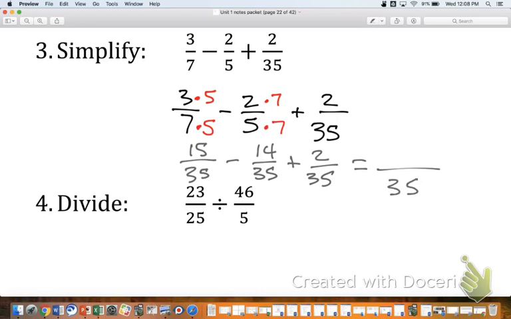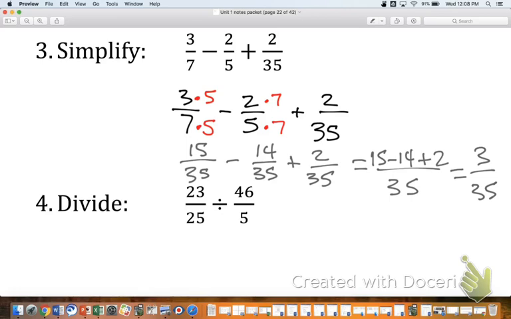Then what do you do with your numerators? You just add them up, subtract as needed. Yep. So 15 minus 14 plus 2. What is 15 minus 14? 1. Plus 2, 3 35ths.